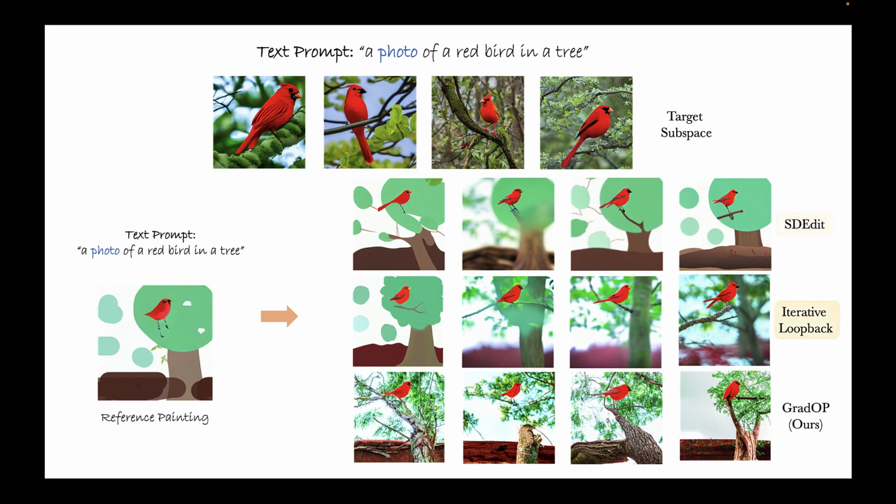The reuse of STEdit outputs in an iterative loopback strategy has also been explored. However, we observe that it is computationally expensive, and as the number of iterations increase, the faithfulness with the original reference painting is compromised. In this example, we observe that the green boundary of the tree region is compromised as the number of iterations increase. In contrast, GradOp is able to generate outputs which are significantly more realistic and yet maintain faithfulness with the original reference input.